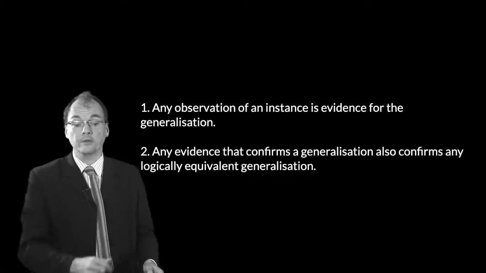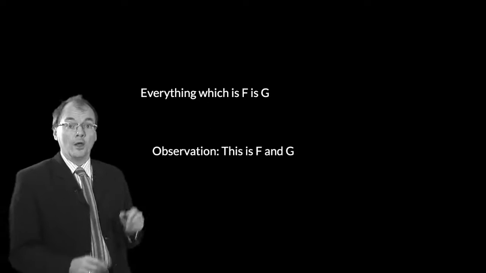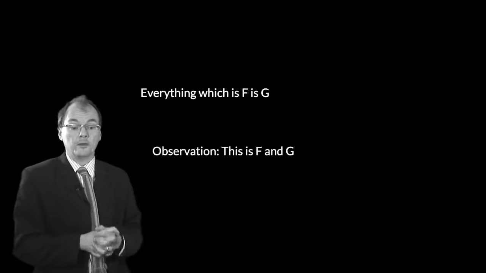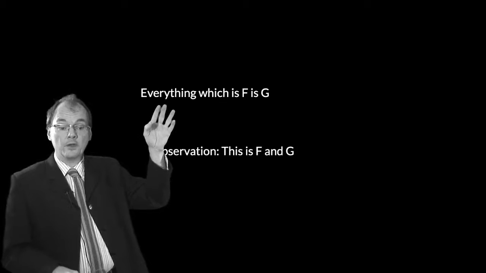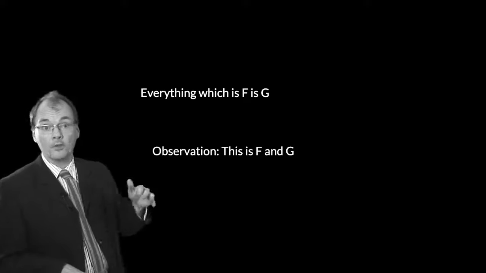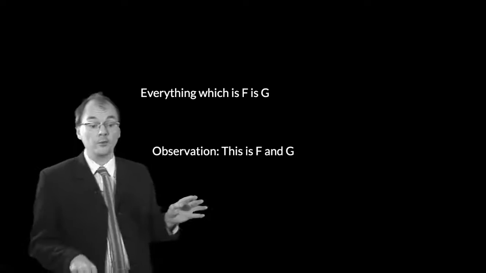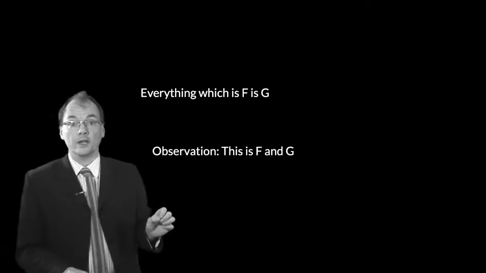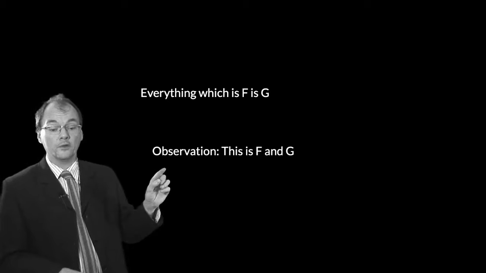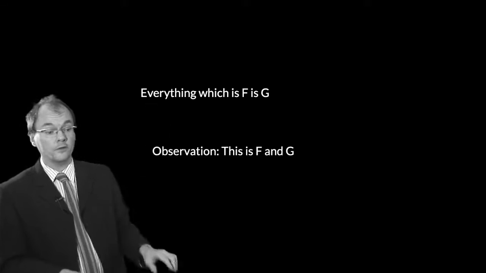So these are tempting ideas. I'm not saying they're true, but they're tempting ideas. But they get us into hot water. Here's the thing. Start off with the principle. We've got a generalization: everything which is F is G. Everything which is chocolate is good. And an observation: this is both F and G. This is chocolate and this is good. Now, the first principle that we've just seen tells us that this observation is evidence for this generalization.